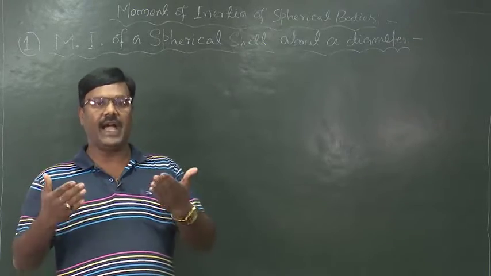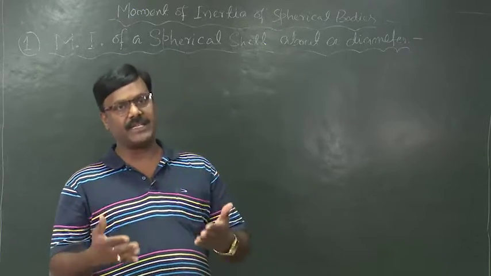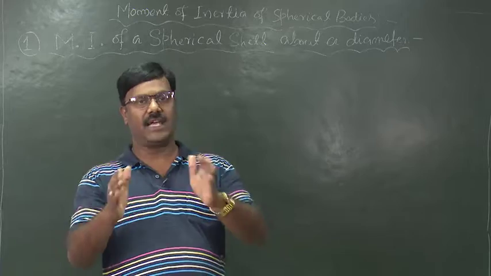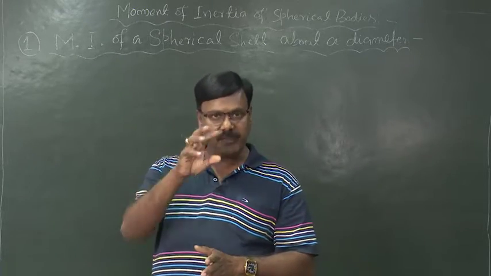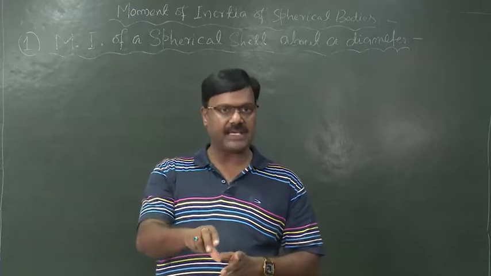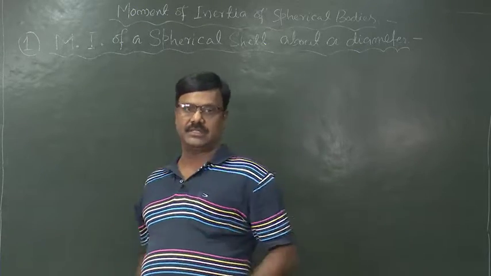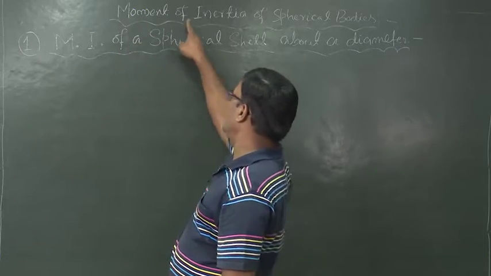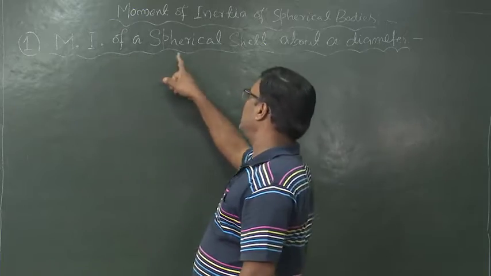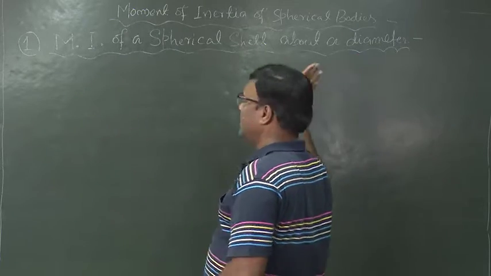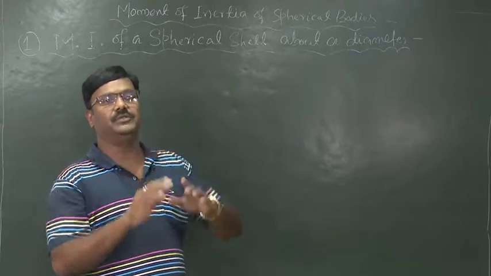Let us first discuss the case of a spherical shell and let us first calculate the moment of inertia of a spherical shell about one of its diameters. So, the topic is moment of inertia of spherical bodies and the first one is moment of inertia of a spherical shell about a diameter. Then for this purpose, what we have to do?